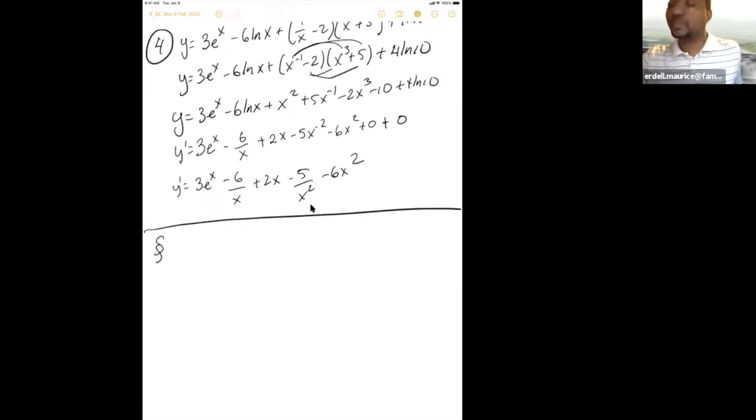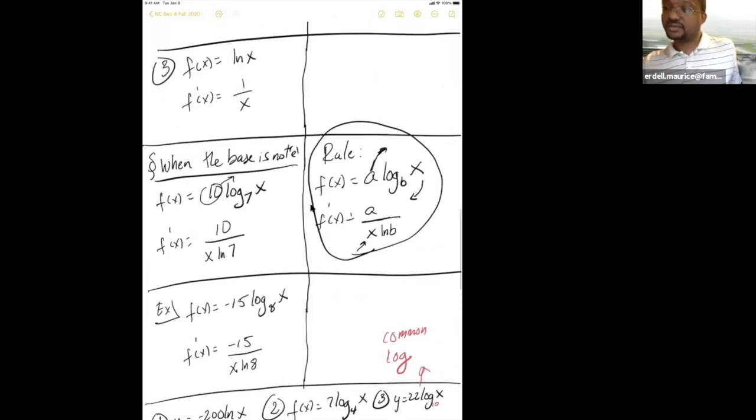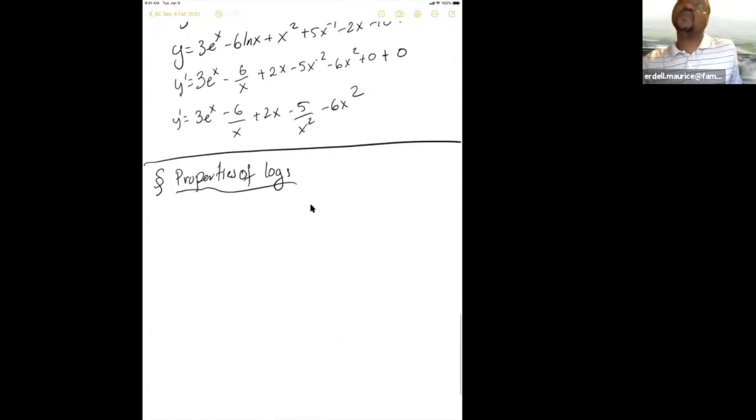That takes us to properties of logarithms. Now, it turns out that these derivatives are pretty straightforward, right? You just got to remember to put in a fraction and then add in the ln 7 for this example right here to get to the derivative. But for a lot of log functions, we actually have to do some work. We have to simplify the logs first before we can go ahead and take that derivative. And so let's remind you of how we simplify logarithms.